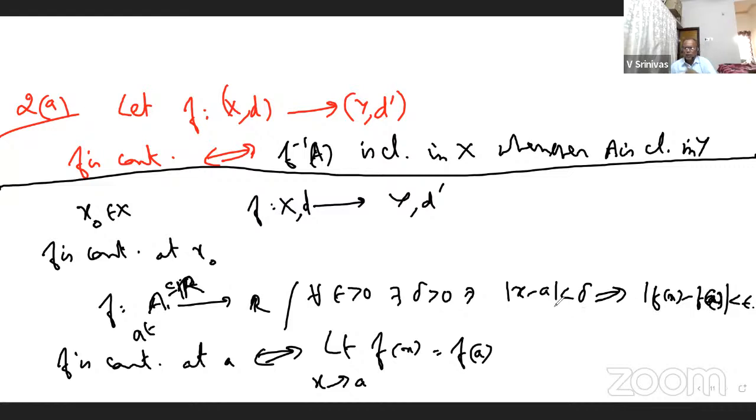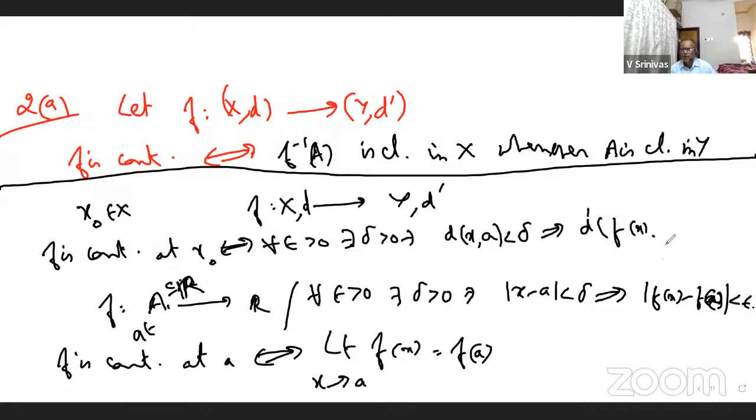Now this modulus is a metric on A here, and this modulus is a metric on this R. We'll be replacing this by d' and this by d. So by continuity of f at x0, we mean for every epsilon positive, there is a delta positive such that d of x comma a less than delta implies d' of f of x comma f of a is less than epsilon. We replace this by the metric d in X, and this by the metric d' in Y.